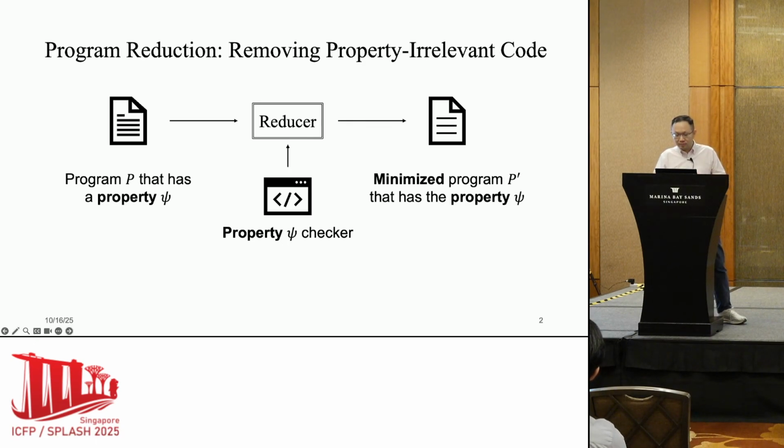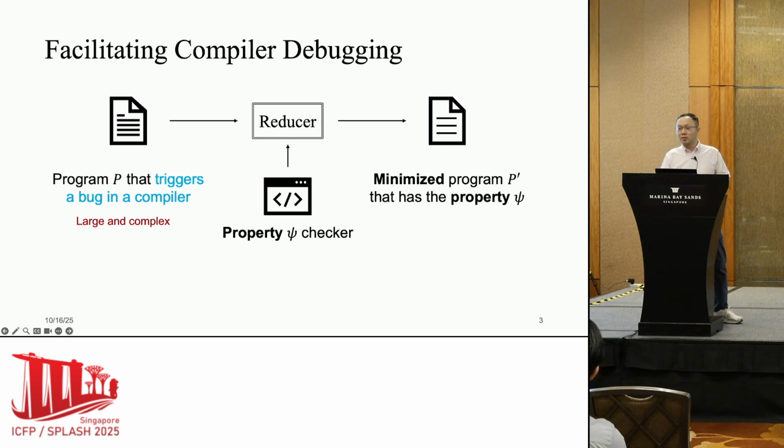One of the most important applications of program reduction is compiler debugging. For example, compiler testing techniques may generate a program that can trigger a bug in a compiler. However, this kind of program is usually very, very large, and if we give it to the developers, they say, hey, I don't know how to process this one. I have thousands of lines of code, what should I do?